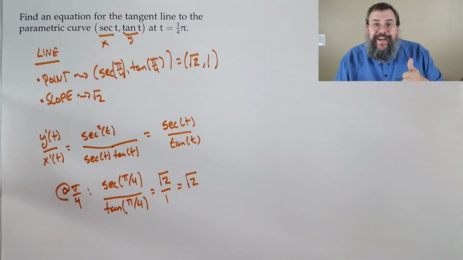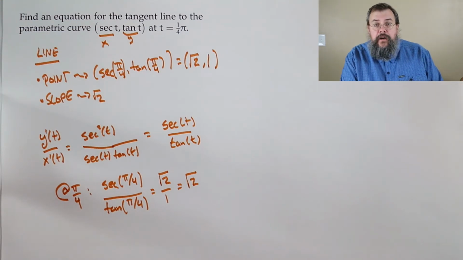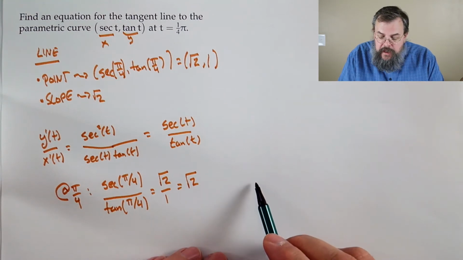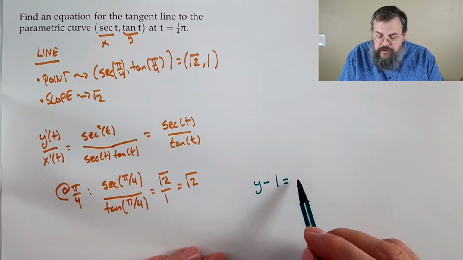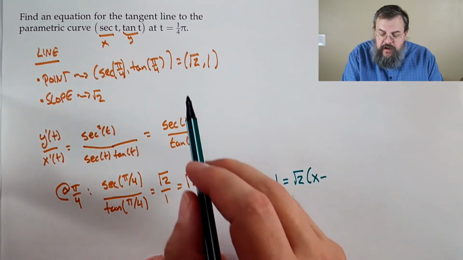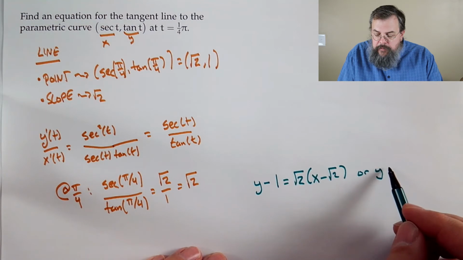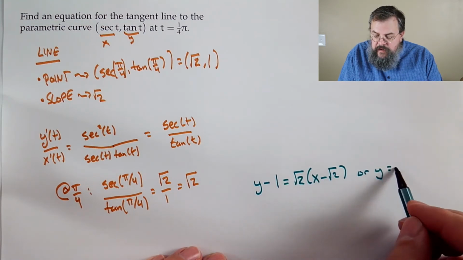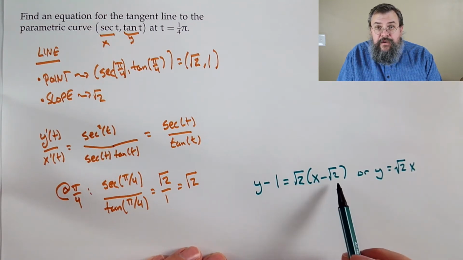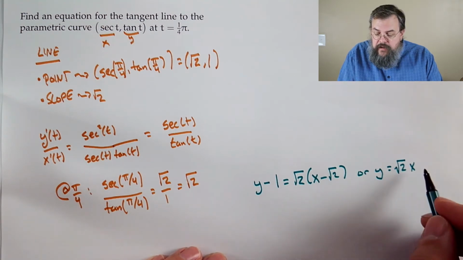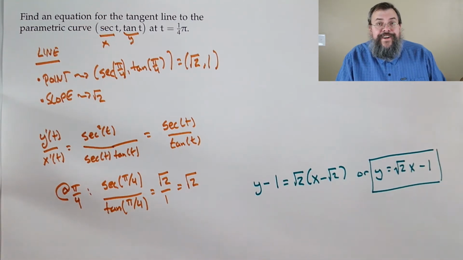Now we have our point, and we have our slope, so we can make our line. So what does it turn out to be? We take y minus our y-coordinate, 1, is equal to our slope, root 2, times x minus our x-coordinate, root 2. Or you could say y is equal to root 2 times x, and then you have root 2 times root 2, which would make that a minus 2, but you add 1 to that, so minus 1. And there you go.